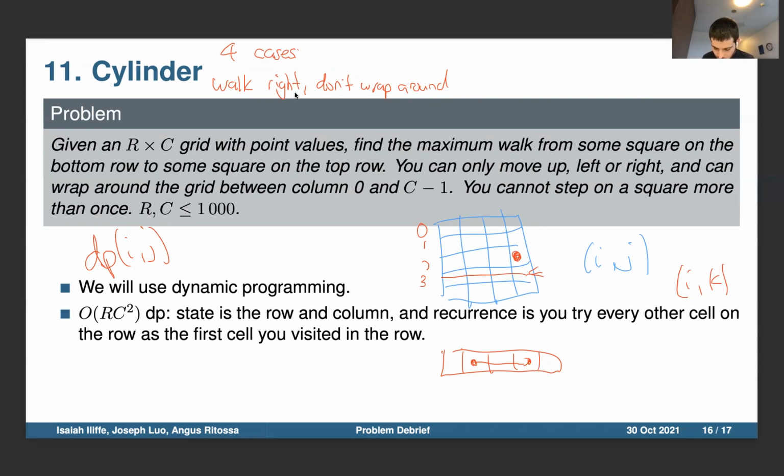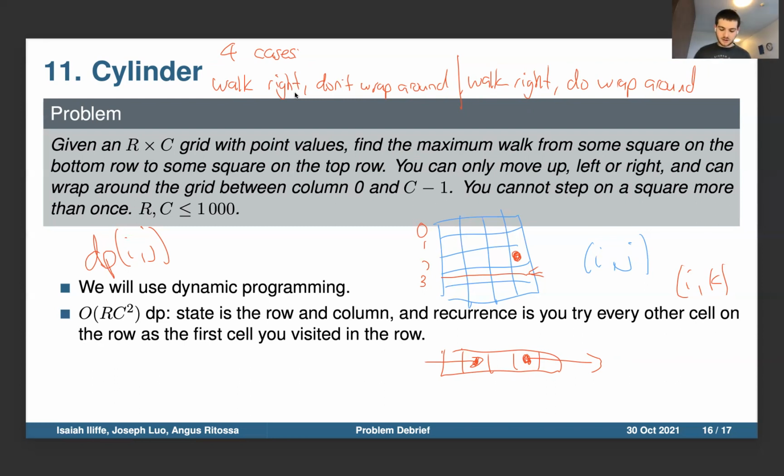Case 2 is we walk right and we do wrap around. So in that case, we start here, for example, we walk, wrap around, and then we keep walking. The other 2 cases are just the same thing, except we walk left instead of right.